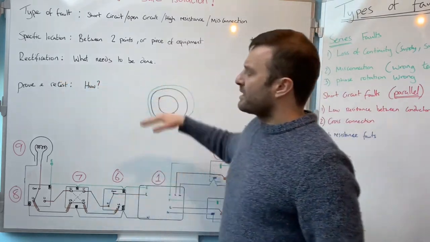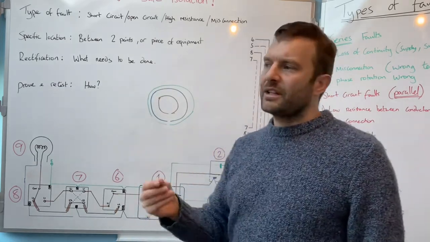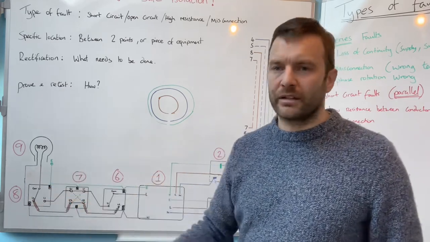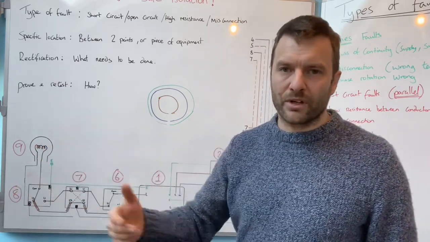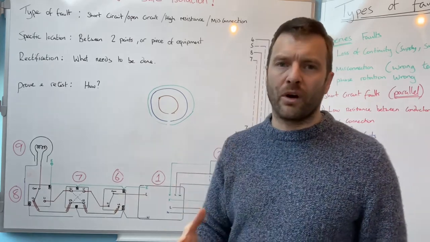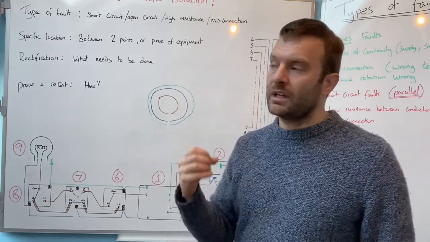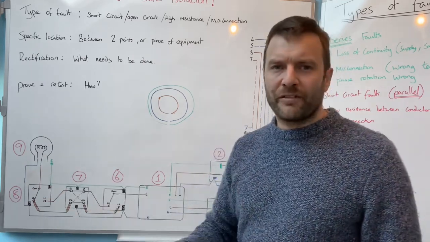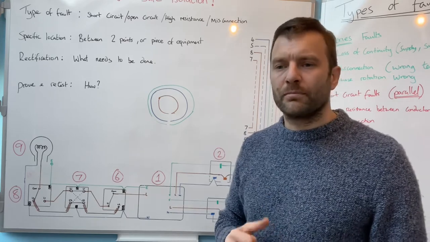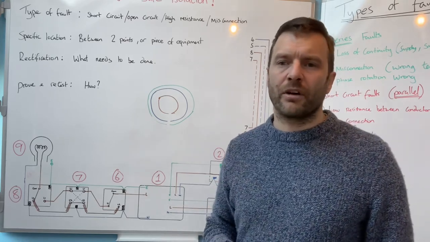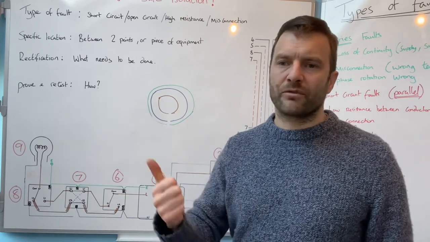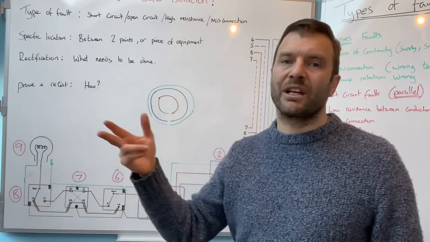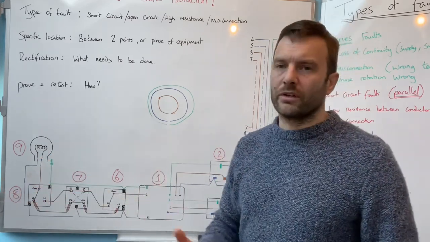Rectification, what needs to be done? If it's a misconnection, well, that just needs re-terminating and reconnecting up correctly, and then retesting to make sure that it works afterwards. The retest is the important part as well, guys, because if you don't test something's working and you go away, get home, put your feet up, open a beer, start drinking, and the boss phones you up and says, I've got the customer back on the phone, it's still not working. Well, that's loss of reputation, loss of earnings, plus you've now got to go back. You can't because you've been drinking. That means someone else has got to go back. You're not looking good.